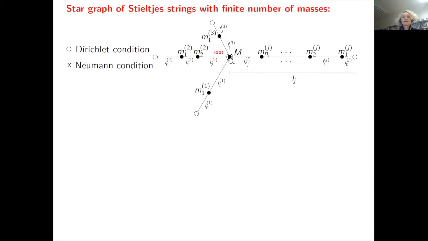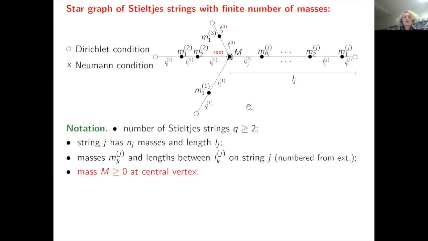And we will consider in this center 2 different types of conditions. The Dirichlet condition, well, in that case, you won't feel the mass anyway. And if the Neumann condition is there, you will feel it. So what is the notation? The number of strings we consider is Q, greater than or equal to 2. Then the strings are labeled with a J, and all the corresponding numbers, N_j, the number of masses, and the length, l_j, the total length of the string number J, they all have this J label here.